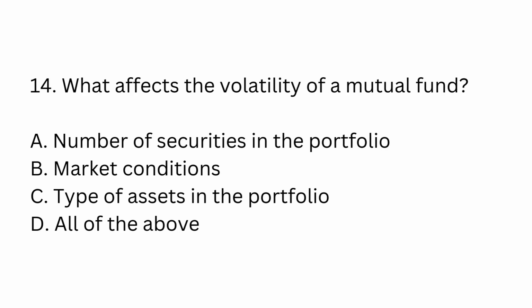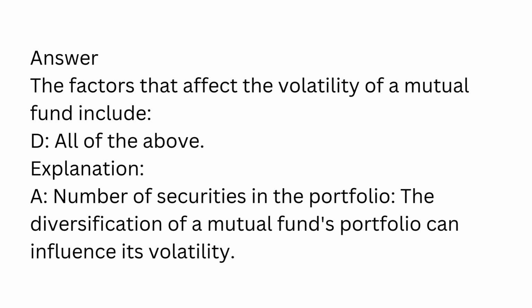14. What affects the volatility of a mutual fund? A. Number of securities in the portfolio. B. Market conditions. C. Type of assets in the portfolio. D. All of the above. Answer. The factors that affect the volatility of a mutual fund include D. All of the above.